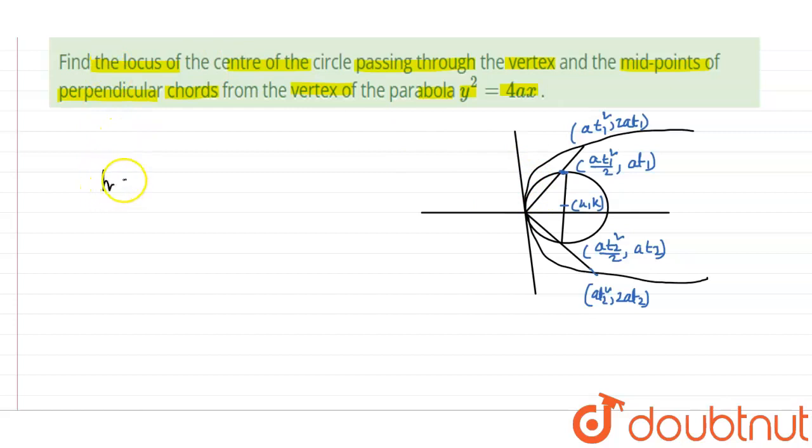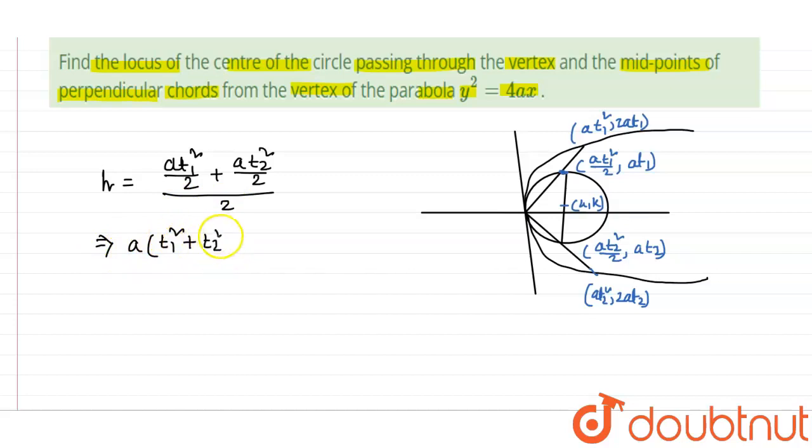So h equals (a t1 square by 2 plus a t2 square by 2) whole divided by 2. You can write this simply as a times (t1 square plus t2 square) equal to 4h. Again, t1 square plus t2 square is equal to 4h by a.